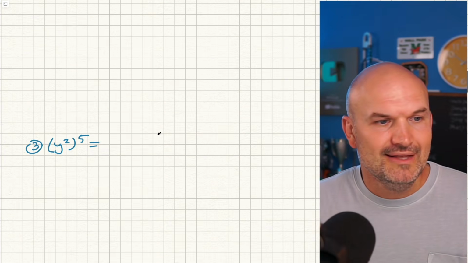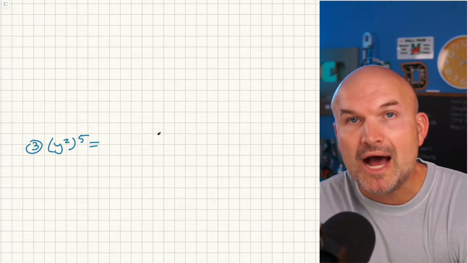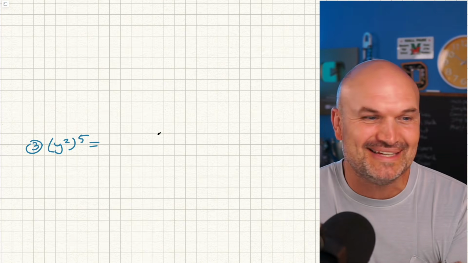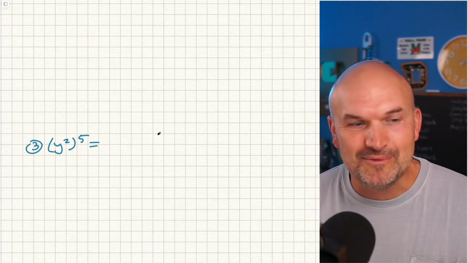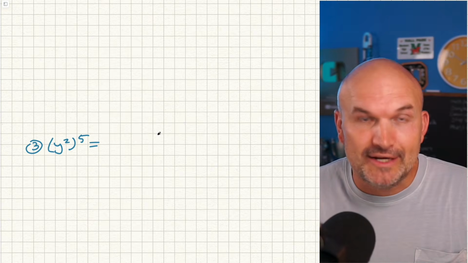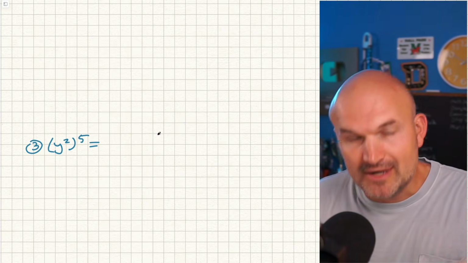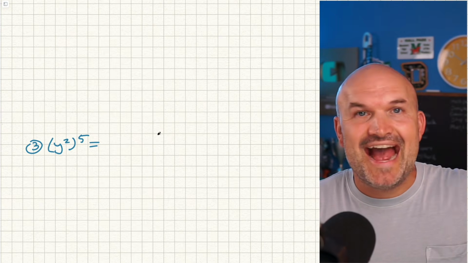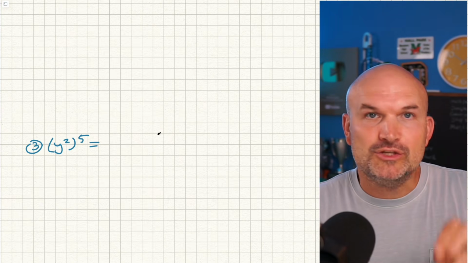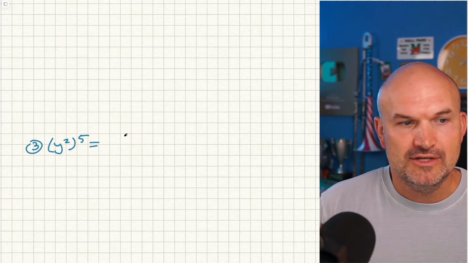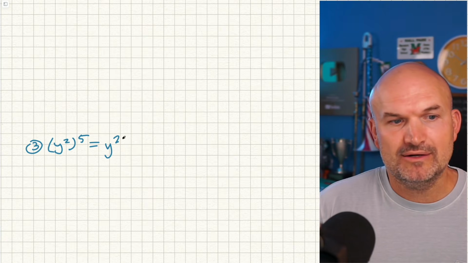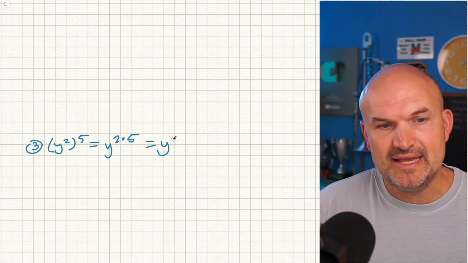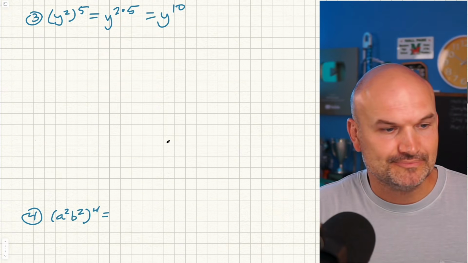The next one is called the power rule. This is when we have an exponent raised to another power. You can see here we have y squared raised to the 5th power. When we have this situation, we are not adding like we did in the product rule. We are actually going to multiply the two powers. So in this case, we have y to the 2nd power times 5. And 2 times 5 is y to the 10th power.